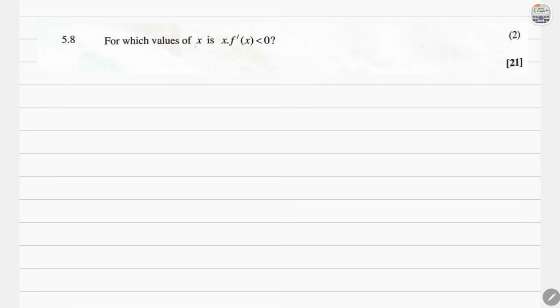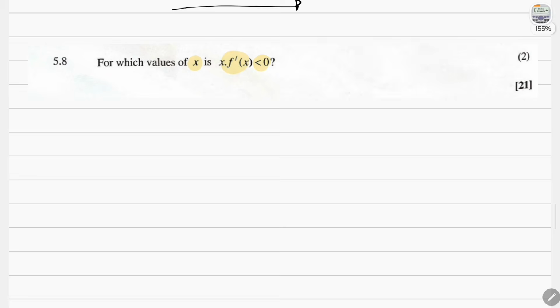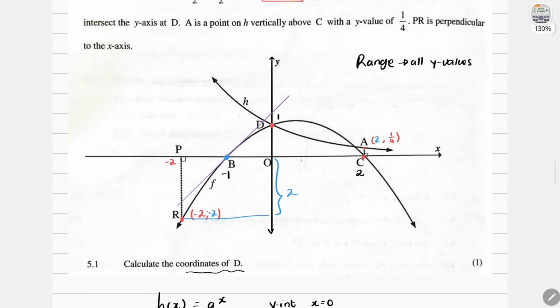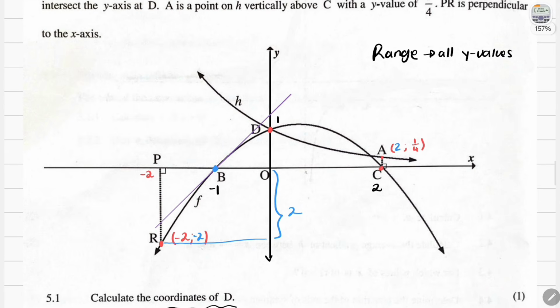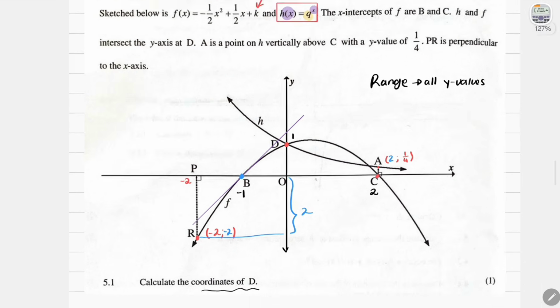Question 5.8 says, for which values of x is x multiplied by f prime of x less than 0? Okay, so we can think about what the graph of f prime of x will look like. And honestly, for this one, we don't really need this part so much. But the graph of f prime of x, because f of x is a concave down parabola, if you derive this, it will give you a straight line with a negative gradient, meaning that graph is going to move down like that. Okay, so we already have the equation of the derivative.